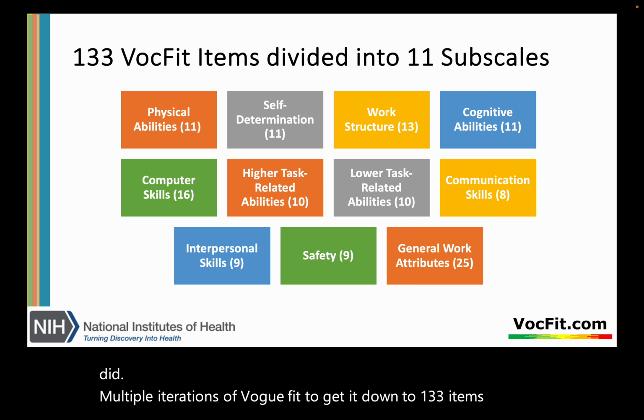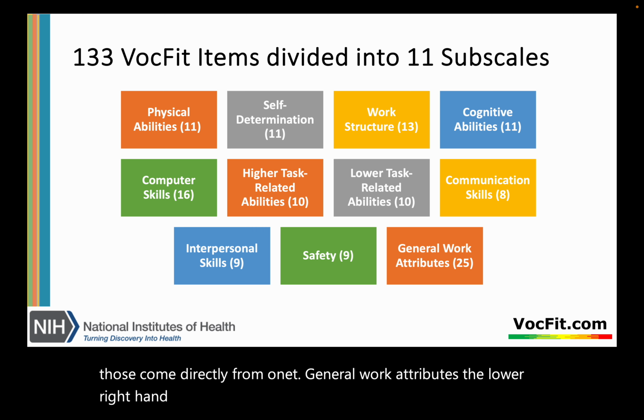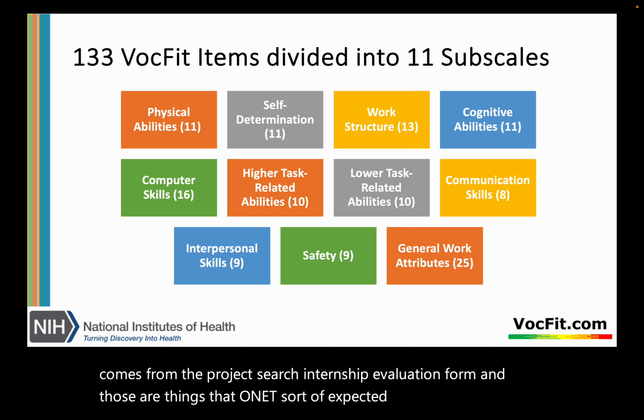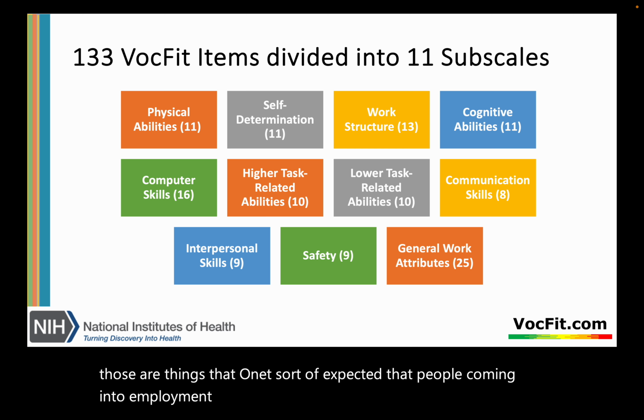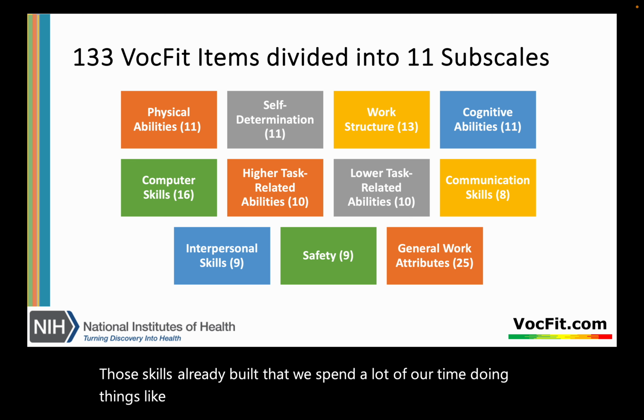Most of those come directly from O*NET. General work attributes, the lower right-hand corner, which is the highest number of skills, actually comes from the Project Search internship evaluation form. And those are things that O*NET sort of expected that people coming into employment would have, those skills already built that we spent a lot of our time doing. Things like hygiene, hand washing, appropriate dress, appropriate communication types of skills.